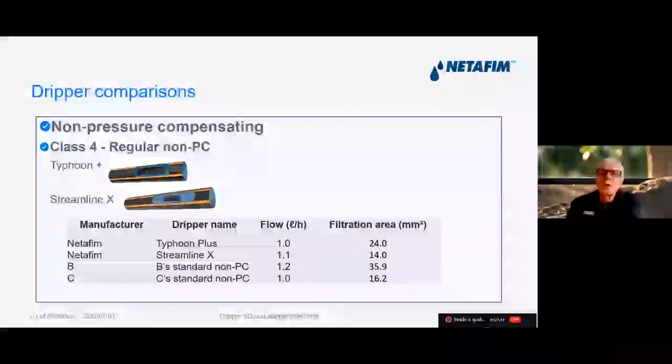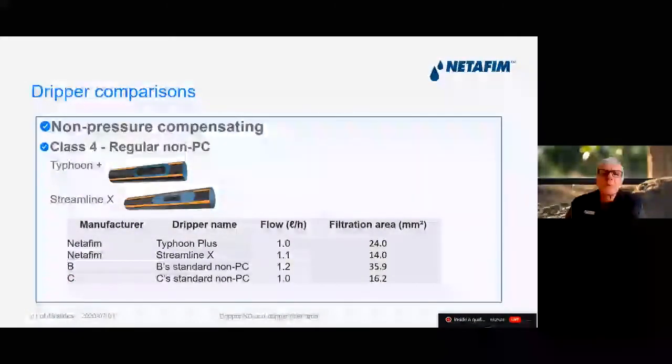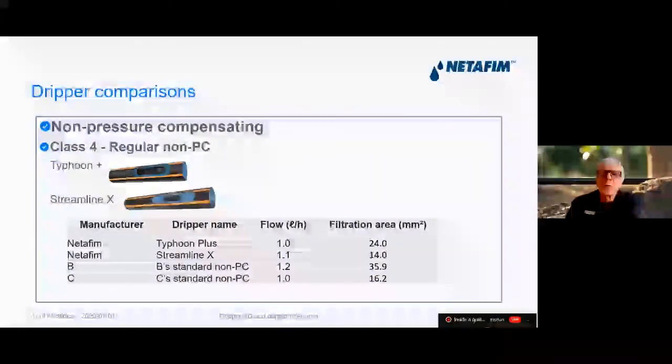So maybe one could compare it with the Aries. However, an Aries has got a bigger filtration area, but we've put it down as a class 4.